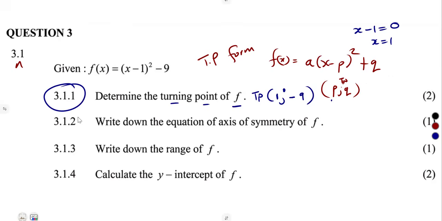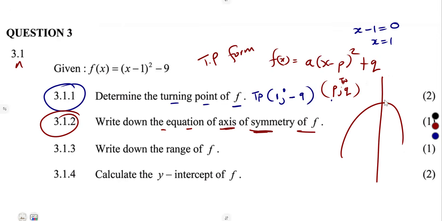Then 3.1.2, write down the equation of the axis of symmetry of f. Remember, for any quadratic function at the turning point, the value of x represents the axis of symmetry. As we have got our turning point at (1, -9), the value of x represents the axis of symmetry. So x is equal to 1.